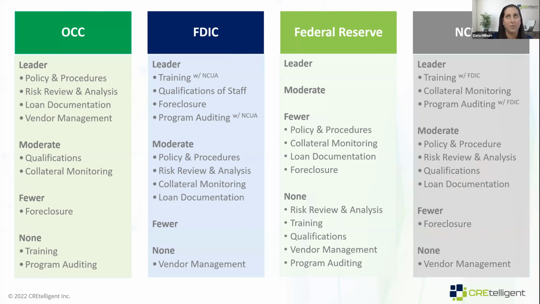But to break it down, there are some areas where one regulator is a leader over the others. For instance, the OCC is a leader in the policies and procedures, risk review and analysis, loan documentation, and vendor management portions, whereas the FDIC kind of takes the cake for the balance, and the NCUA follows behind the FDIC, kind of tying with them in a couple of areas because much of what's in the NCUA's guidance has actually been taken from the FDIC's guidance.